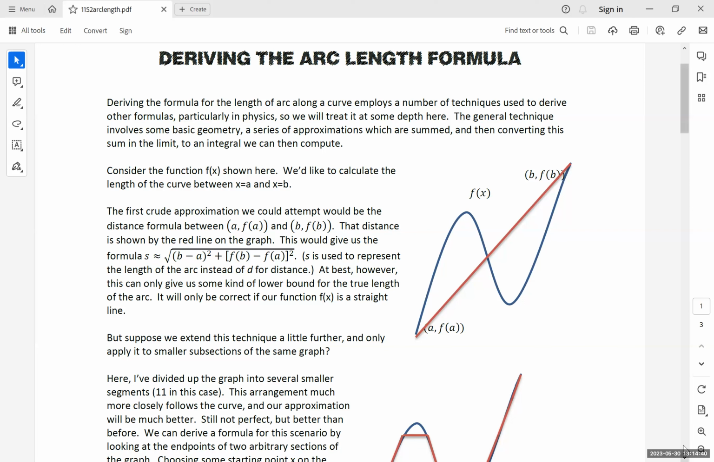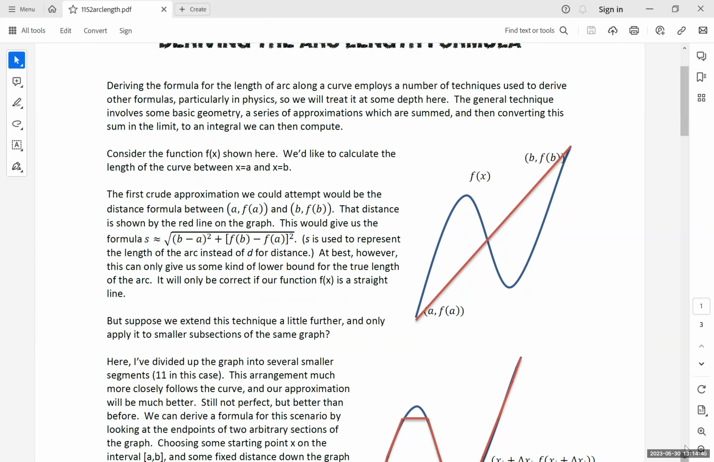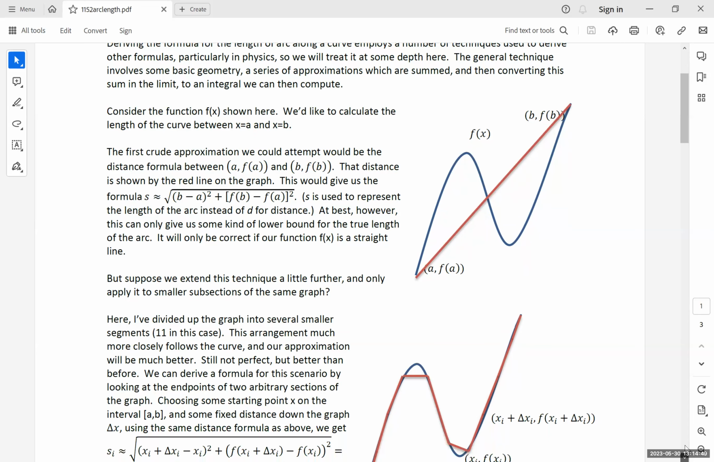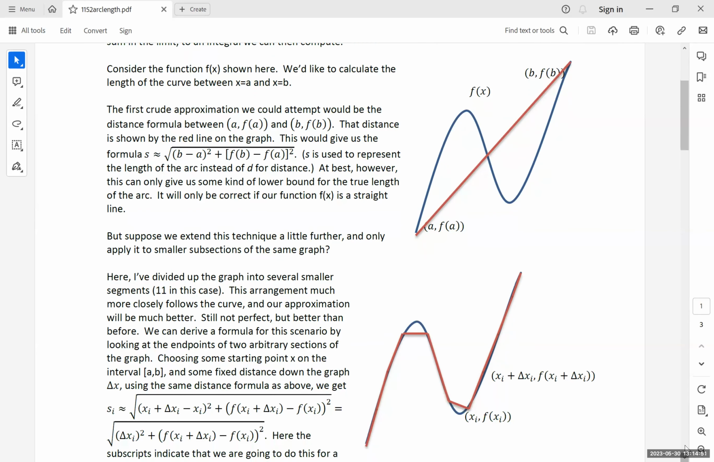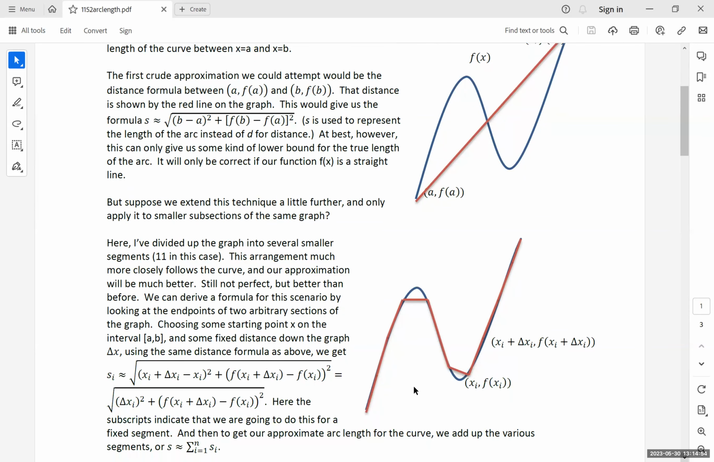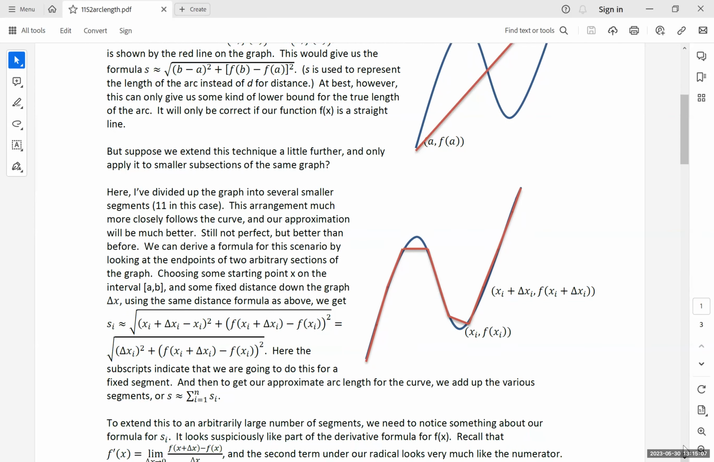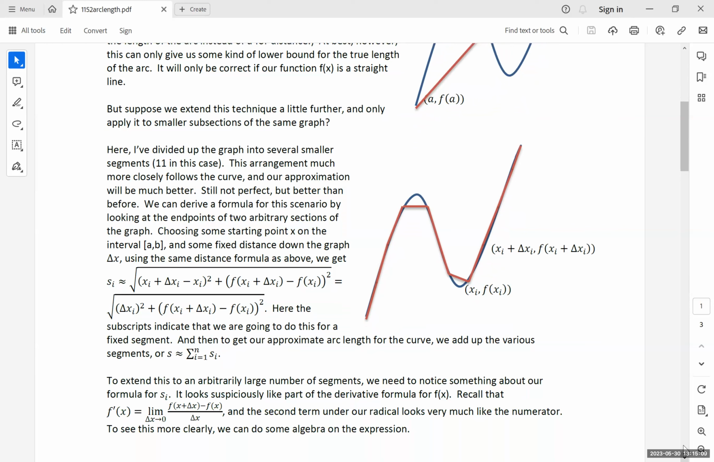One strategy is to use this distance formula, but if we want a more accurate estimate, we can break the graph down into a bunch of different points and calculate the arc length on shorter segments. That will get us a better estimate for the graph. So in this particular case, I've broken the function down into 11 smaller pieces.